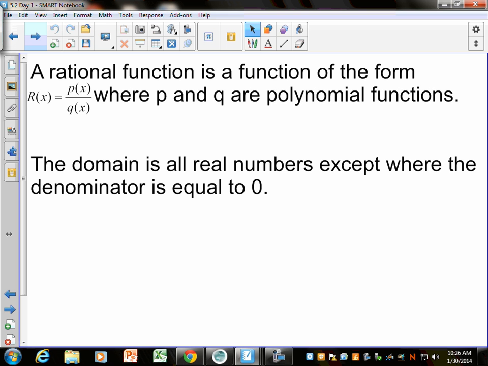So here we go. What is a rational function? I always teach my students, even in Algebra 1, that rational has the word ratio in it. And ratio is a fraction. So when you see the word rational function, you should think about it's a fraction of two different polynomial functions. So a rational function is a function in the form r of x equals p of x over q of x, where p and q are polynomial functions. So that's another reason they come after polynomials, because it's just dividing two polynomials.